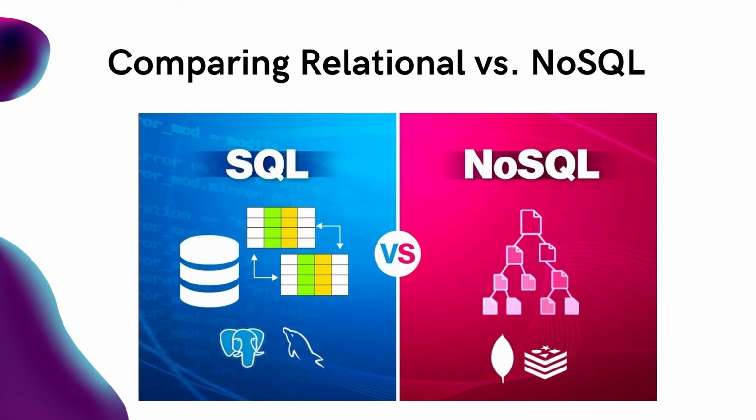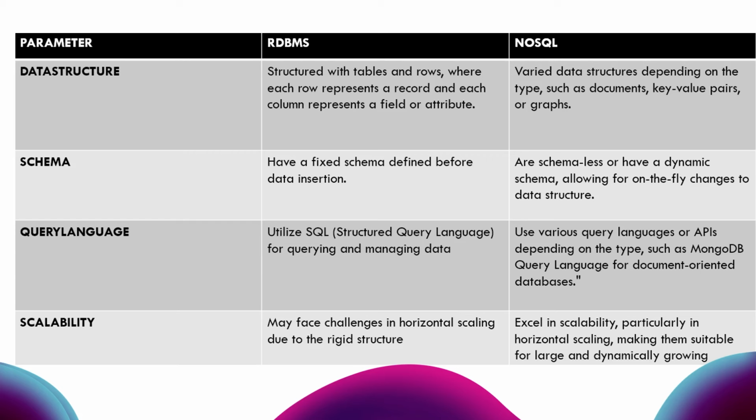So this is the benefit of NoSQL databases. Now at this point of time, we know both kinds of databases. Now we'll try to compare them on the basis of certain parameters. The first parameter will always be data structure. As we already discussed a lot, RDBMS has a rigid data structure, and NoSQL allows you to have a flexible data structure. You can do on-the-fly changes. Schema is the same: RDBMS has a fixed schema, whereas NoSQL is schemaless.